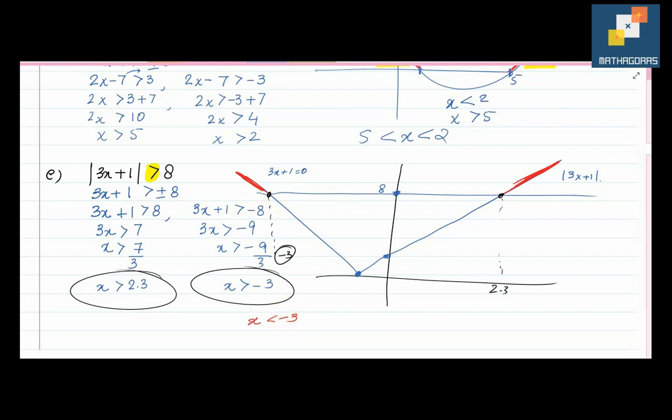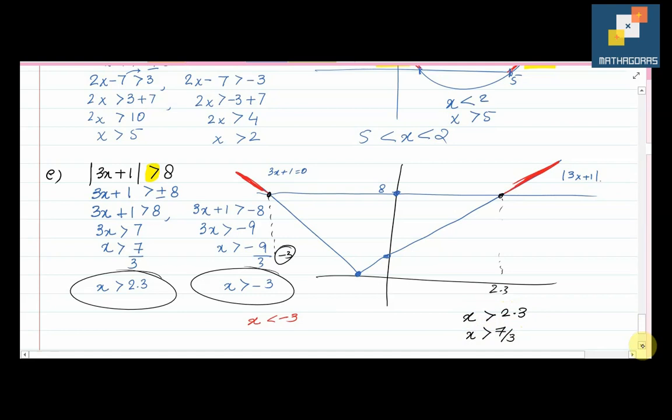Similarly, for this part of the question, the value of x is 2.3 and I need to go outside the curve, so my required values should be greater than 2.3, or you can say that x should be greater than 7 divided by 3. So these are the suitable ranges that I am looking for the values of x, right?